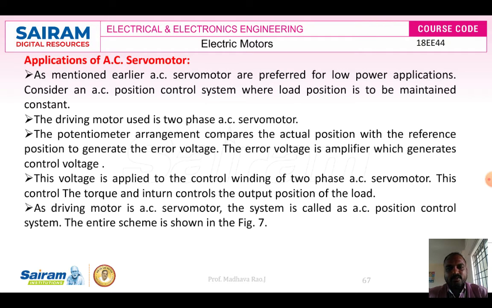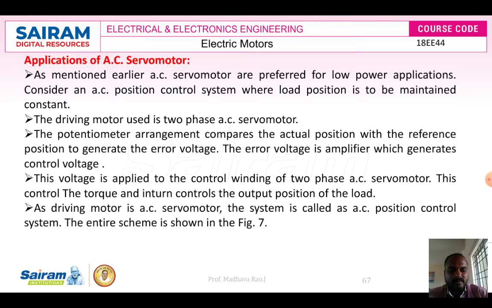The driving motor is a two-phase AC servo motor. The potentiometer arrangement compares the actual position with the reference position to generate the error voltage. The error voltage is amplified and generates the controlled voltage. This voltage is applied to the controlled winding.